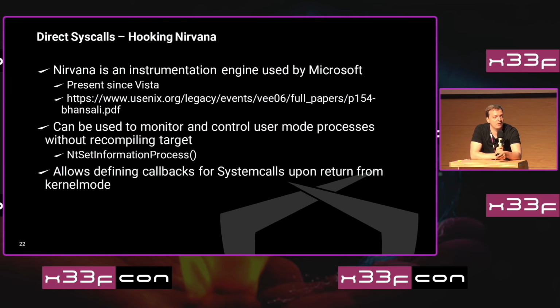An additional framework which you might be leveraging is called Nirvana, which is an instrumentation engine used by Microsoft. It's present in Windows since Vista. It's quite a complicated thing, and I'm not going to get into too many details here, but it can be used to monitor and control user-mode processes without recompiling the target. More importantly, it even allows us to define callbacks for system calls upon return from kernel mode. What that means is that we can specify that if a system call returns from kernel mode, before it continues the execution in user mode, it should execute our user-specified callback.